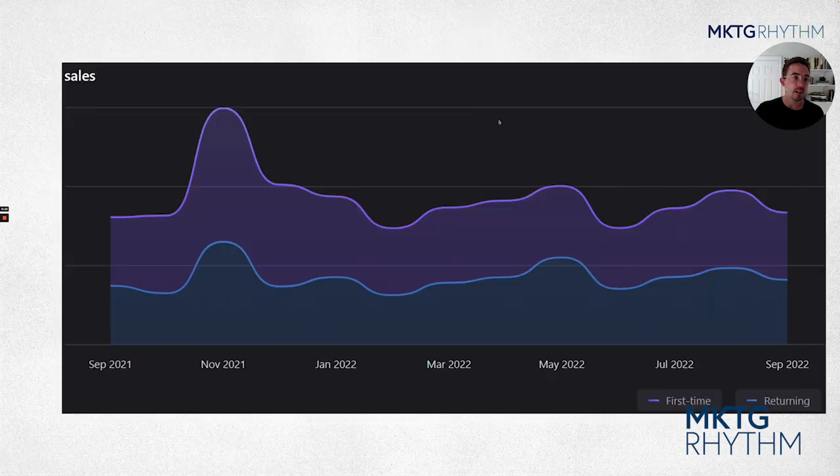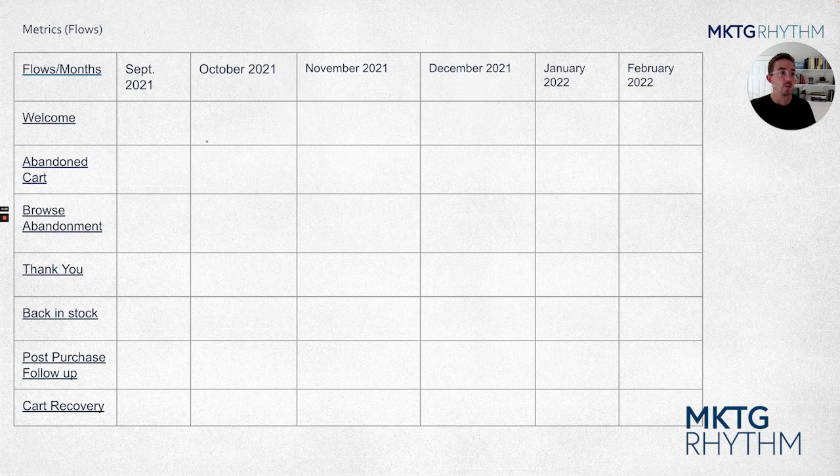Then we're going to be looking at a holistic view of revenue from new customers and revenue from repeat customers, just to give a visual feel. And then we're looking at flow revenue month over month. This is not all the automations we have, but typically for some of the higher revenue driving automations for clients, these are some of the better performing automations. So we incorporate these into our monthly reporting.